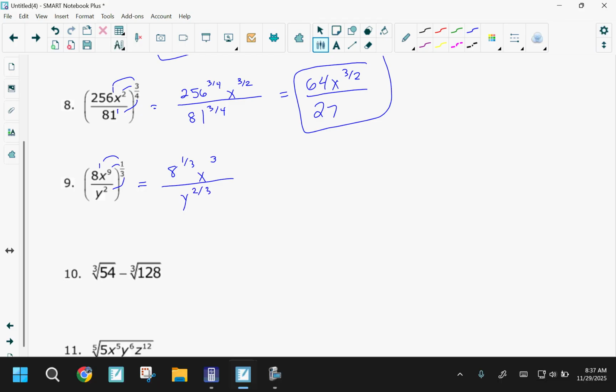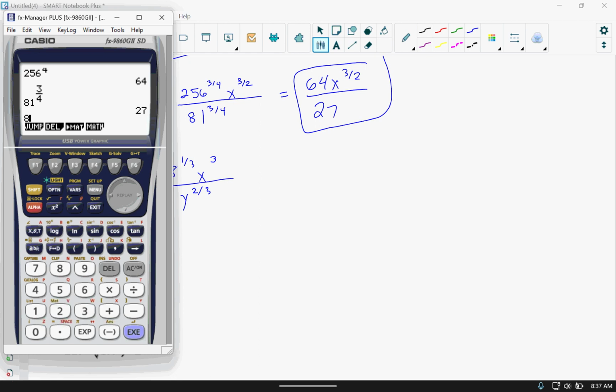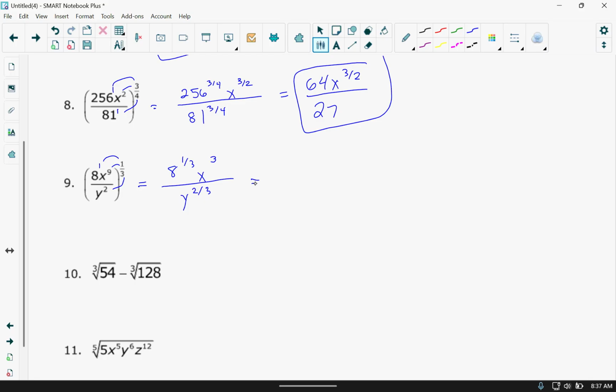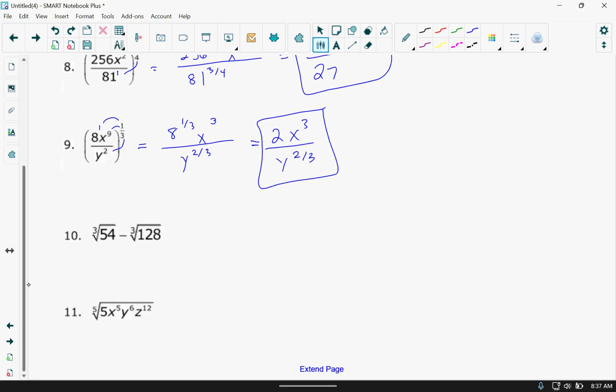Then if you type 8 to the 1/3 into your calculator, it's just 2. So we have 2 on top with x to the 3rd on top, and then y to the 2/3 at the bottom. That's our final answer. Okay, the next one is a subtraction problem.